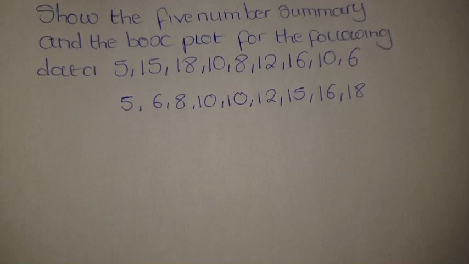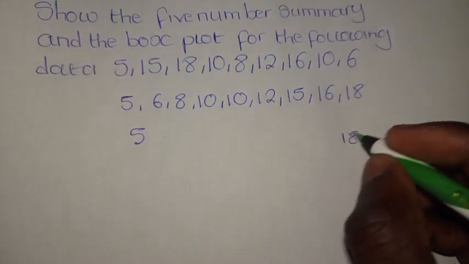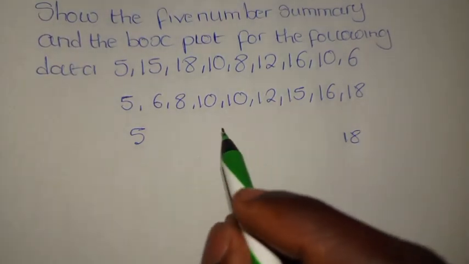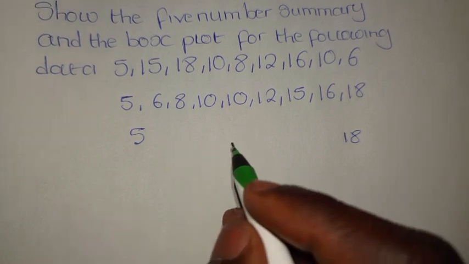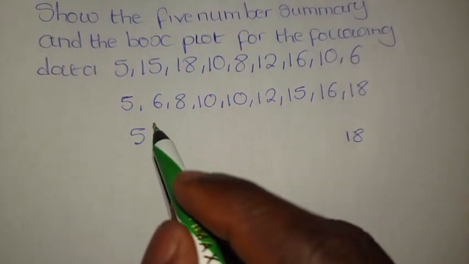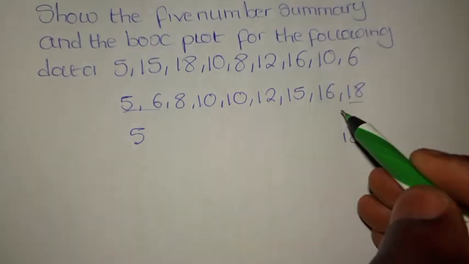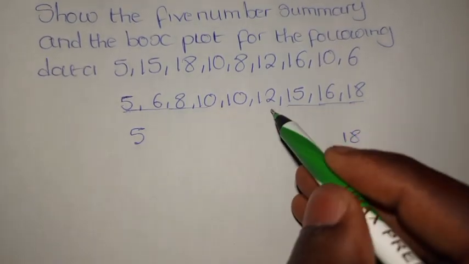Remember, for us to come up with a 5-number summary, you need to have the smallest, the first quartile, the median, the third quartile, and the largest. We will go first with the smallest and the largest because they are easy to identify. Then we find the first and the third quartile, or you can even find the median first, there is no problem. To find the median, you start grouping these numbers in an equal order: 5, 18, 6, 16, 8, 15, 10, 12.